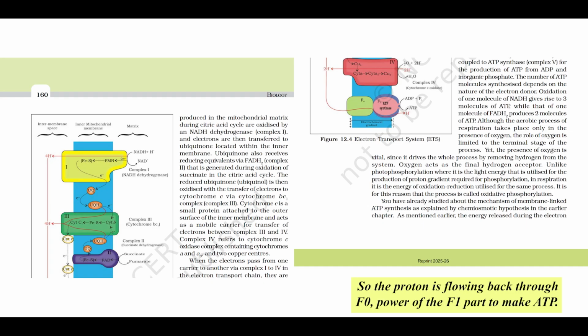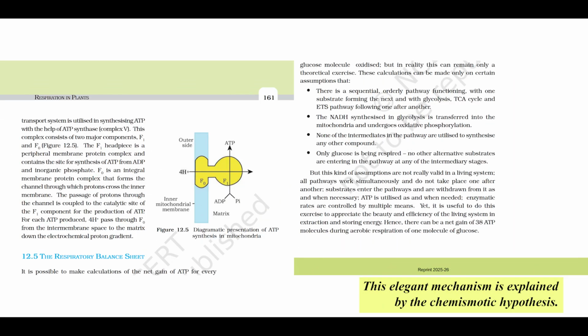So the protons flowing back through F0 power the F1 part to make ATP. Exactly. The passage of these protons through the F0 channel is directly coupled to the catalytic site of the F1 component. This proton flow powers a rotational movement within F0 and F1, which drives conformational changes in F1, forcing the synthesis of ATP. This elegant mechanism is explained by the chemiosmotic hypothesis.